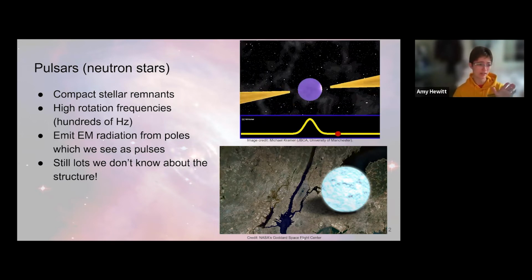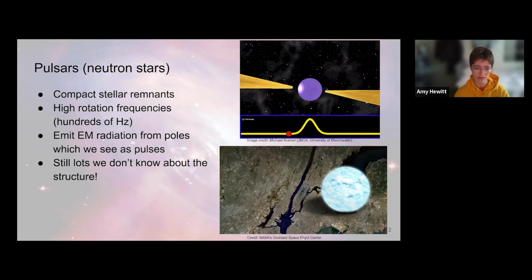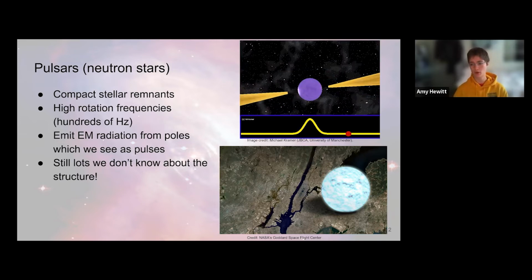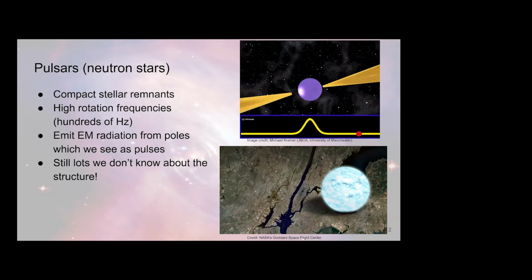But due to these incredibly high rotation frequencies, you get beams of electromagnetic radiation out of the poles of the star. Then if you're lucky enough that it faces the Earth at any point, like in this diagram here, you'll end up seeing it pulsing like a lighthouse, hence the name pulsar.